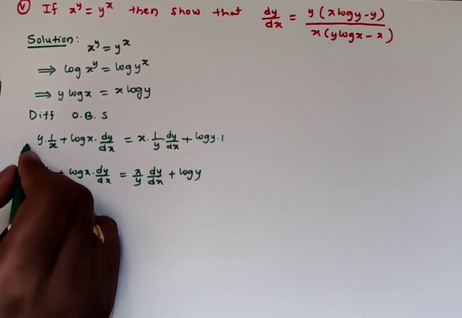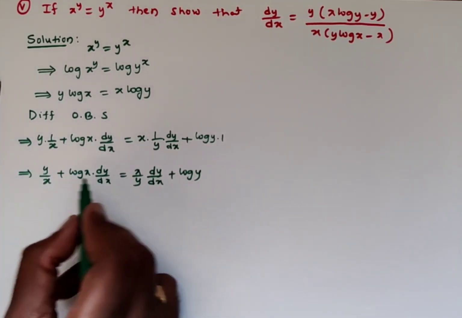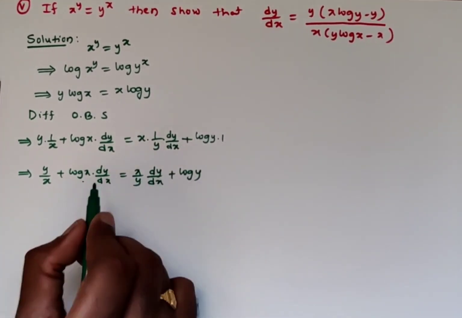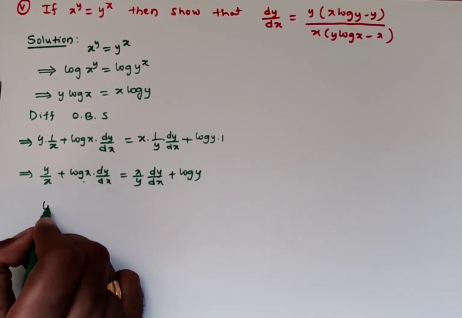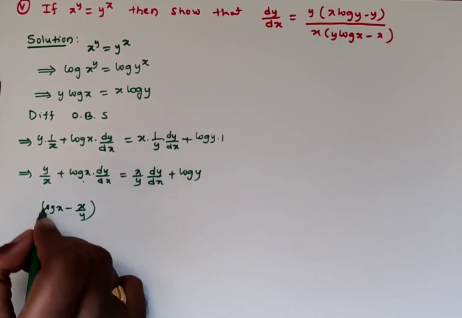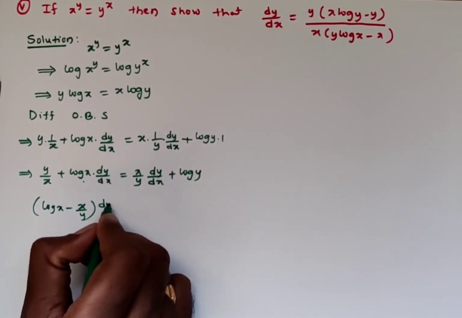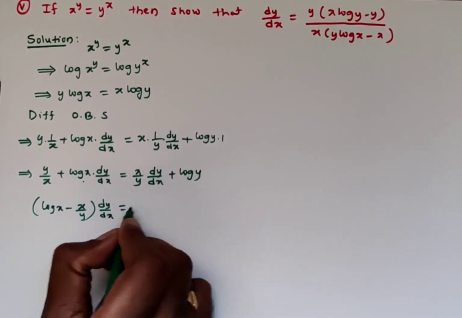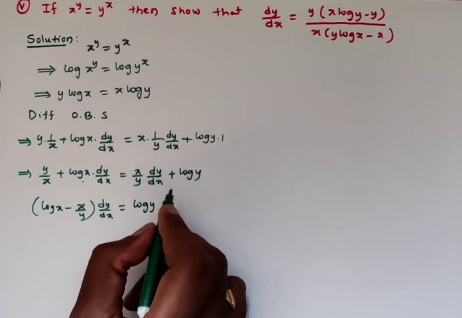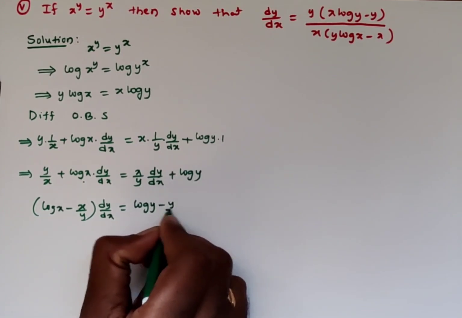Now separate the dy by dx terms. Here dy by dx and dy by dx exist, so then you get left to transpose this. So finally it is log x minus x by y into dy by dx, and this is log y. On the right side only log y and y by x are left, transposing this one, so it is minus y by x.